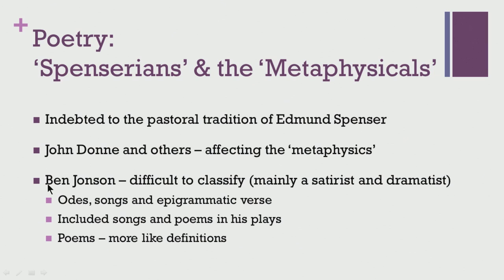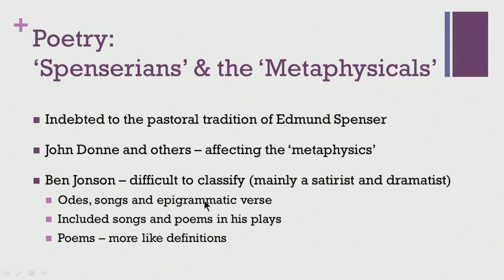And there was also Ben Jonson, who did not fit into any category. Ben Jonson is considered a difficult writer to classify because he's a poet, a satirist, and a dramatist, all rolled into one, and he had this particular tendency to include odes, songs and poems in his plays, and he also composed many epigrammatic verses. His poems were not of the Elizabethan lyric quality, nor of the Jacobean quality either, they were more like definitions. So, in that sense, it becomes difficult to classify Ben Jonson, and we will be taking a closer and detailed look at him when we talk about Jacobean drama at a later point.